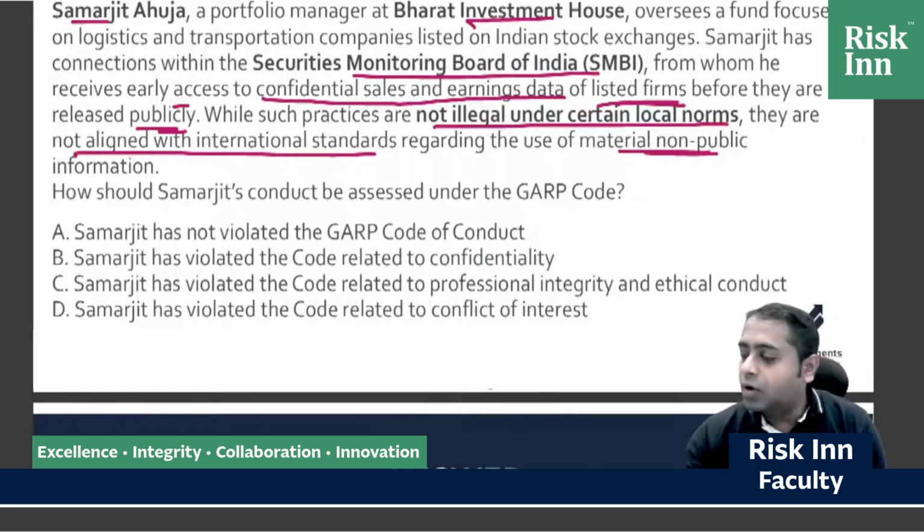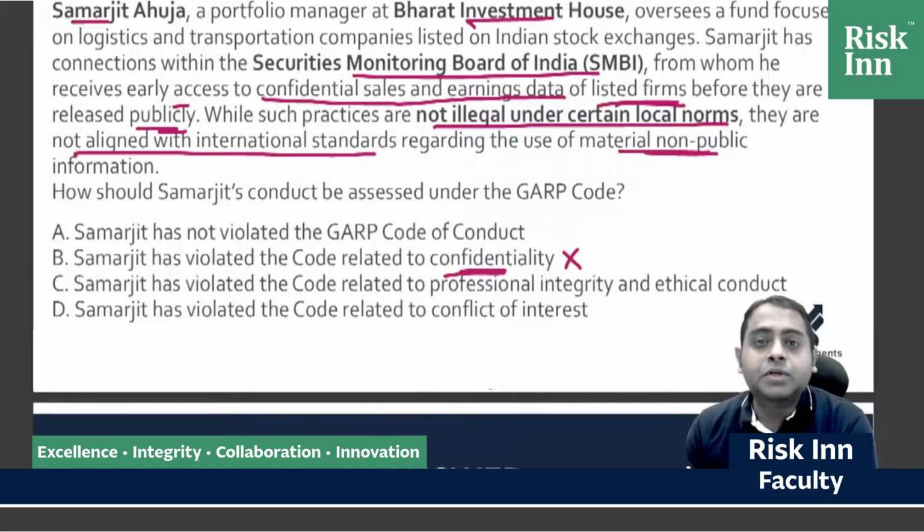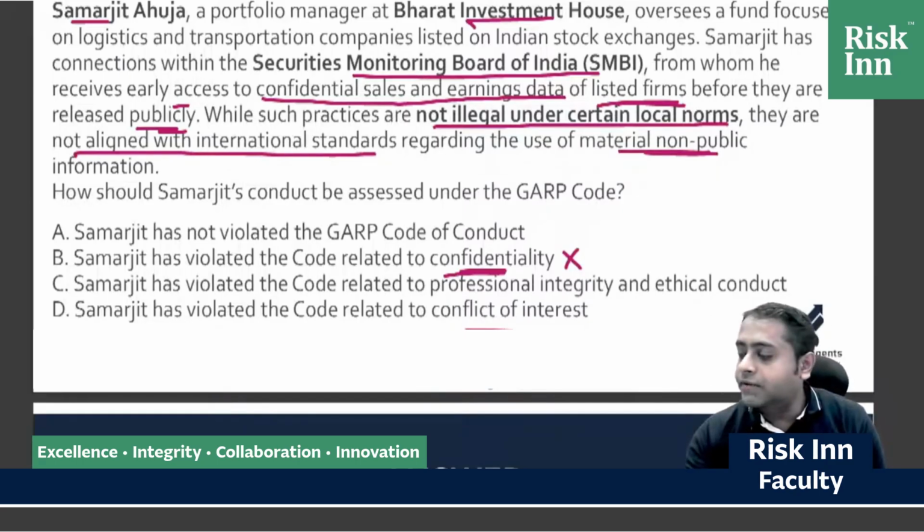See, is there a confidentiality issue? No, because he is not giving any information to everybody. He is receiving it. So he has not breached confidentiality. Clear? Is there a conflict of interest?